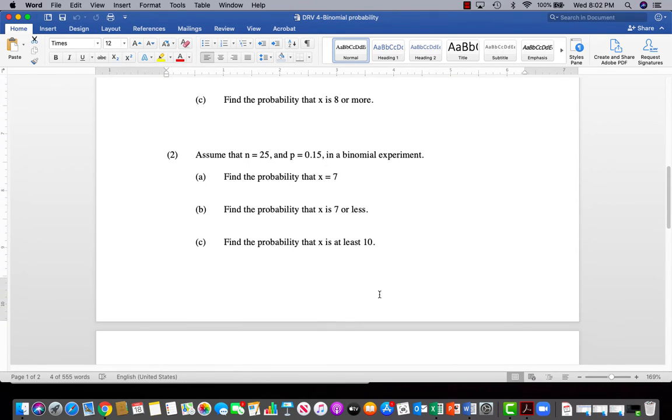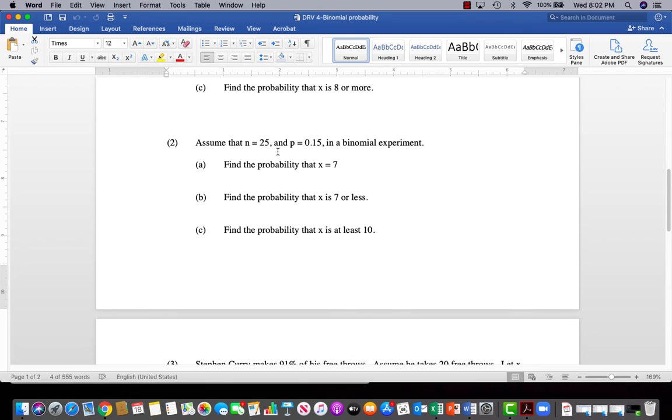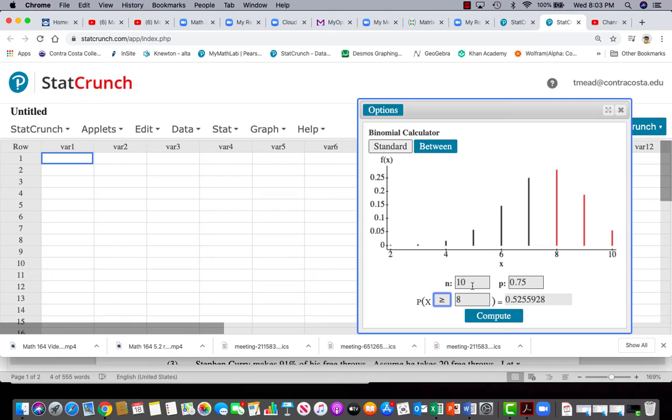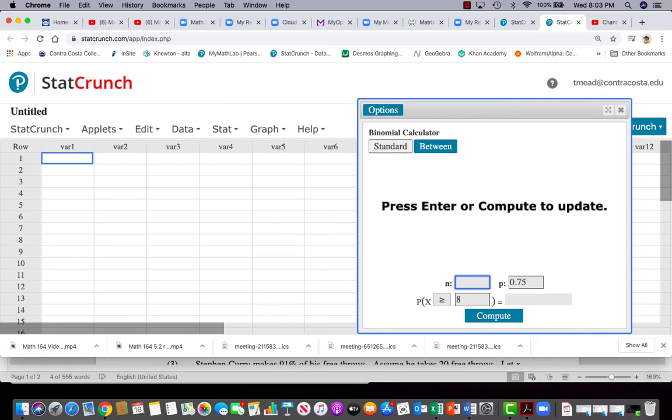Okay, very similar. Assuming that n equals 25 and the probability of success in any one trial is 0.15 in a binomial experiment, find the probability that x is 7, or it's 7 or less, or it's at least 10. Okay, so let's go back and put in n equals 25 and p equals 0.15.